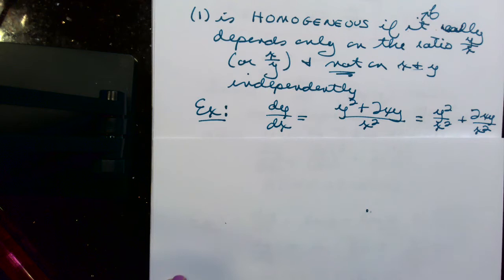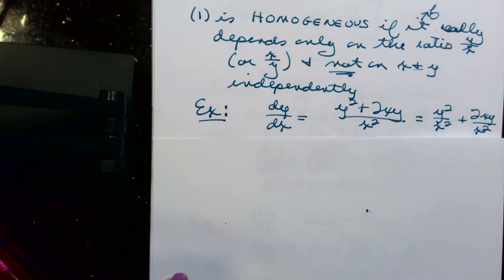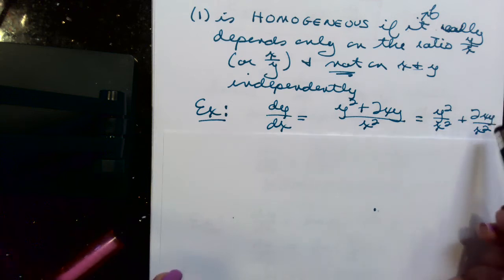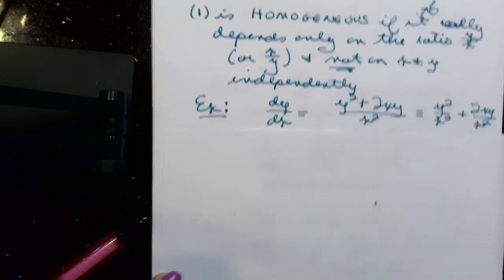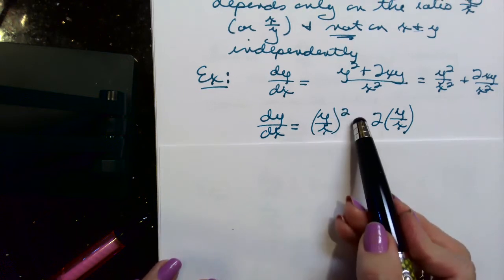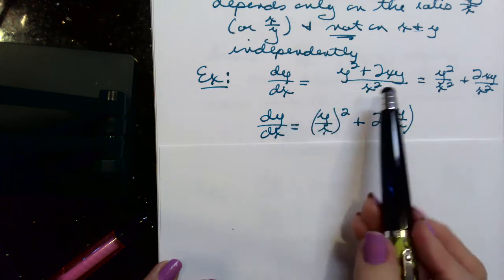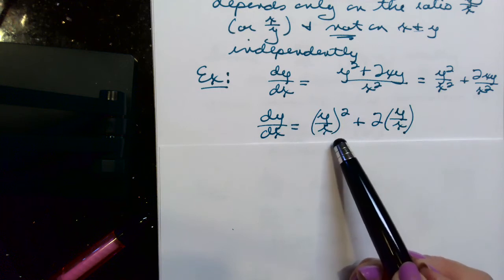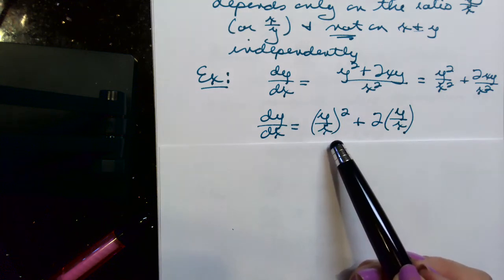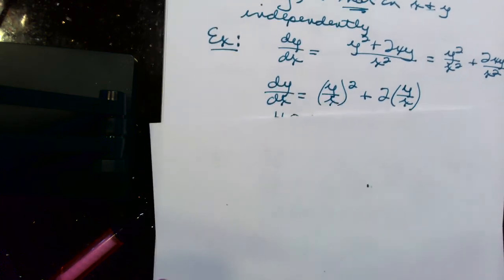So let's look at an example. Suppose we look at the equation dy/dx is y squared plus 2xy over x squared. So the first thing you notice is that you could rewrite that as y squared over x squared plus 2xy over x squared. And now you can simplify that a bit to write it as (y over x) quantity squared plus 2 times y over x. So this right-hand side really only depends on the ratio of y over x, not on x and y each independently. Okay. So that's a homogeneous equation in this sense.